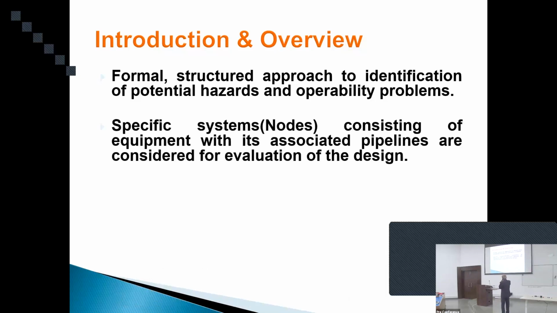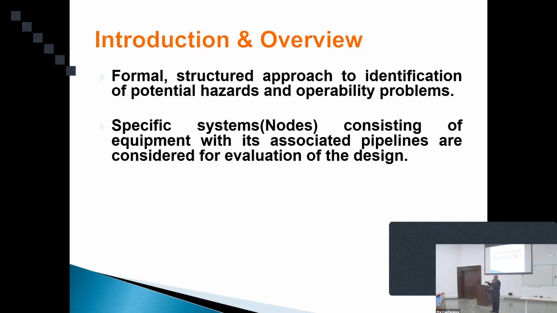And as you're all aware, a plant means a very big thing. There will be so many sections, so many equipment, hundreds of equipment. Each specific system consisting of equipment with associated pipelines is considered for evaluation of design. We take it by equipment, along with a pump, a tank, a pipeline which goes to the next one. We call it a node.